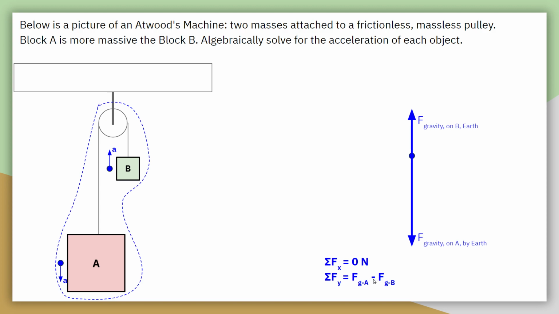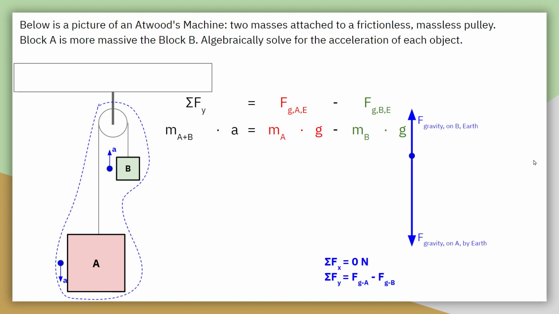It subtracts from the acceleration. In order to algebraically solve for the acceleration of our system, which once again would be the acceleration of A as well as the acceleration of B, we take that summation equation. Sum of the force y is equal to F_GAE minus F_GBE. Force gravity on A by the Earth, force gravity on B by the Earth.